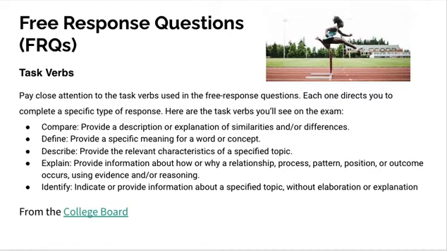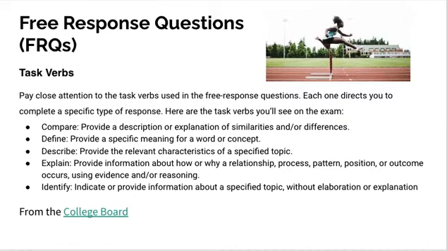I have this image of a runner running with a hurdle for a reason, because different task verbs give you an indication as to how much you need to write about as the writer. So if the question says identify, you can write a sentence and you're done. Your sentence should be good. You should be answering the prompt. It can't just be a sentence about anything. You can't just tell them the colors of your cat. But you could be done in a sentence.